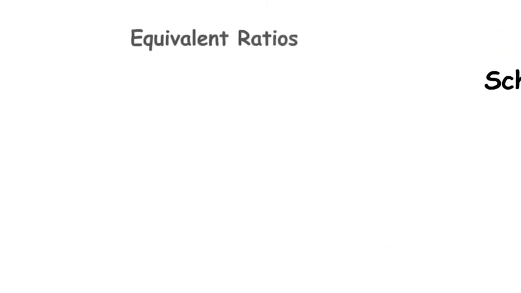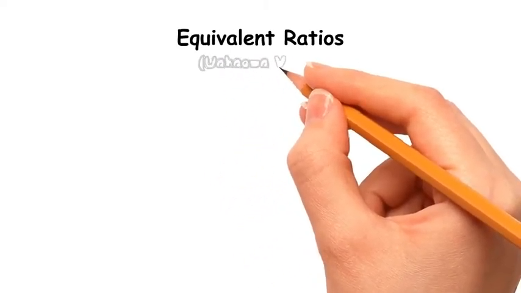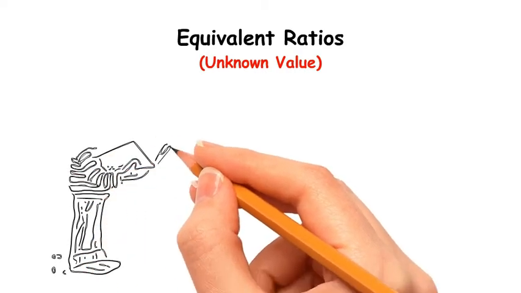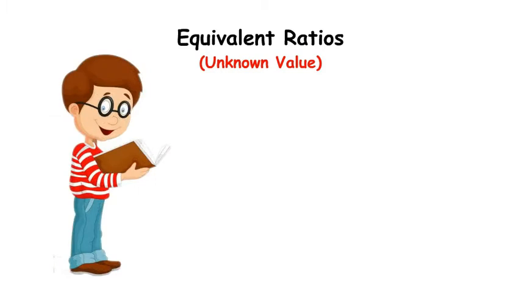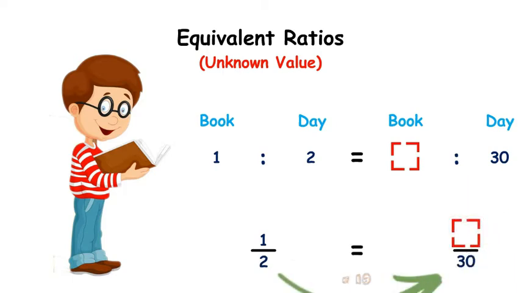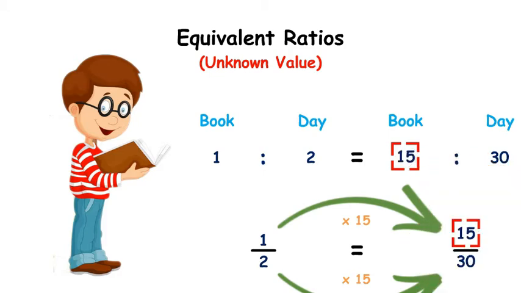With the help of equivalent ratios, we can also find the unknown value. Let's have an example. Suppose a student reads 1 book in 2 days. So, the ratio of book to days is 1 is to 2. How many books will he read in 30 days? If the ratios are equivalent, we can write it as fraction. 2 times 15 is 30, 1 times 15 is 15. He will read 15 books in 30 days.